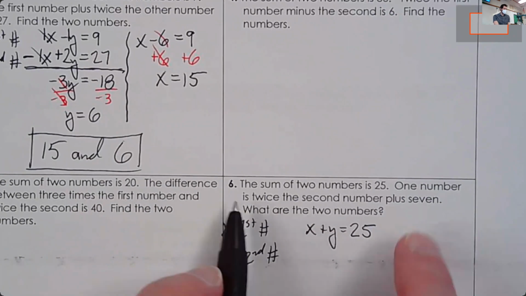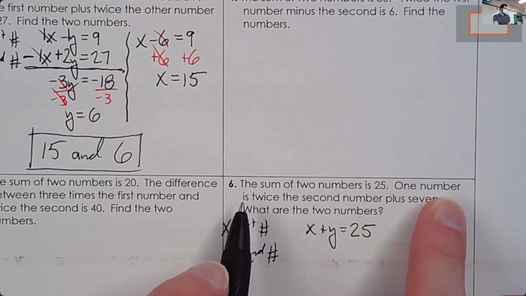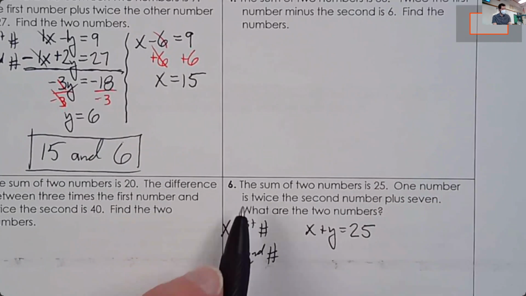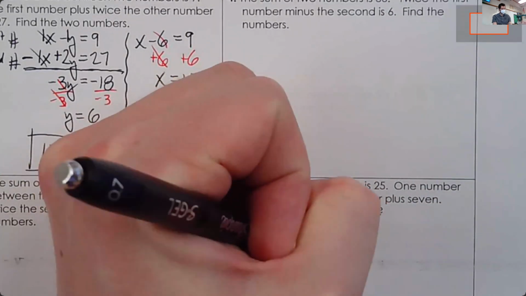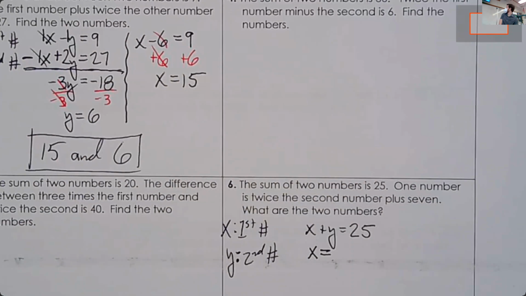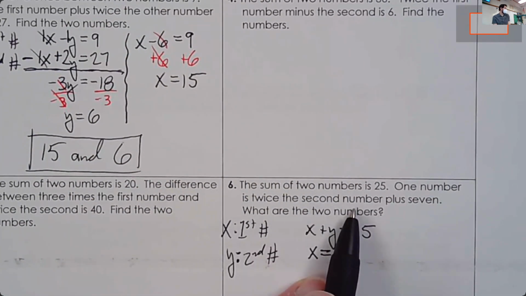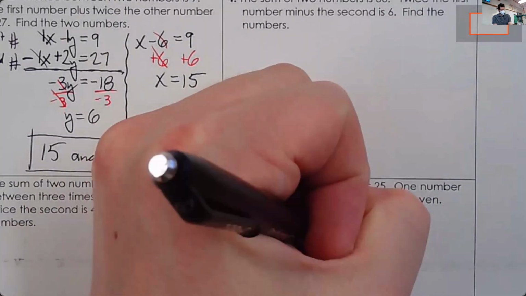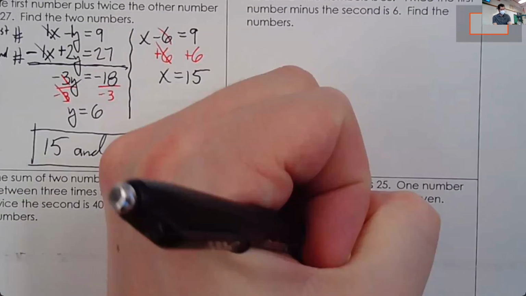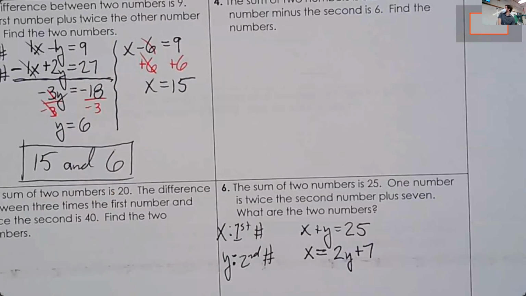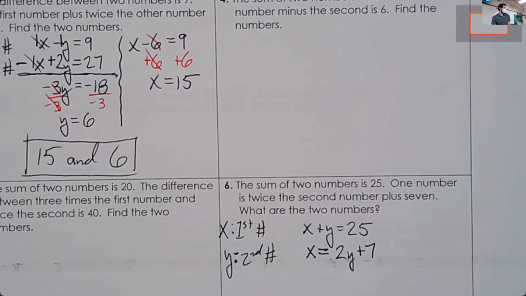So when it says one number is, that means x is, which means is means equals. So we're going to say x equals. This time it's a little different. We don't have x and y on the same side of this next equation. So the first number, x, equals twice the second number. So that would be the second number, y times 2, so 2y plus 7. What are the two numbers? All right, so those are our two equations. x plus y equals 25, and then x equals 2y plus 7.